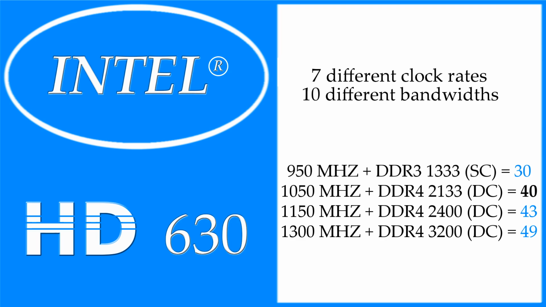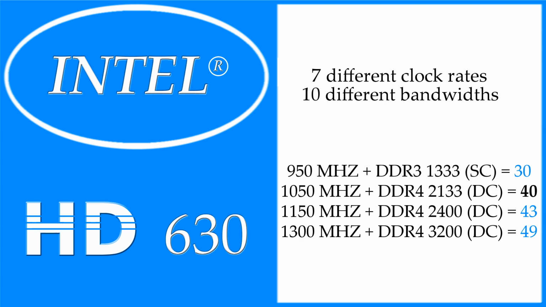On the third slide I have summarized the whole again and prepared a few examples. As we can see, we have 7 different clock rates and 10 different memory speeds for the same iGPU HD615, HD620, HD630 and HDP630. The example with the 1050 MHz and DDR4 2133 MHz represents my test system with 40 FPS. Above I show you the worst case with the iGPU running at 950 MHz and 1333 MHz RAM speed in single channel configuration, which loses 10 FPS or more compared to my setup.